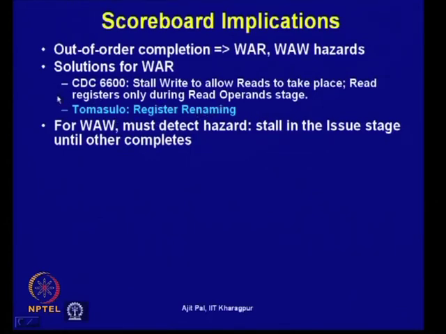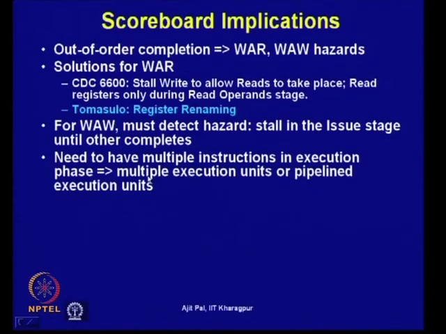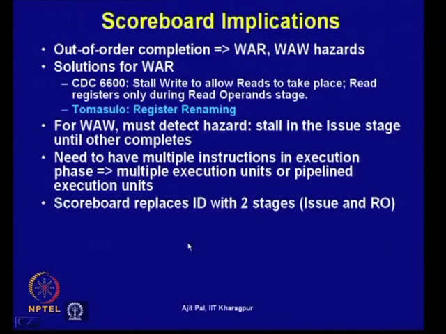And later on we shall discuss Tomasulo's algorithm, where register renaming was done. Register renaming has not been done in this scoreboard, and particularly for WAW types of hazards it must detect hazards and stall the issue stage until the other instruction completes. So, we need to have multiple instructions in execution phase, multiple execution units or pipelined execution units, they are the same so far as the functionality is concerned.